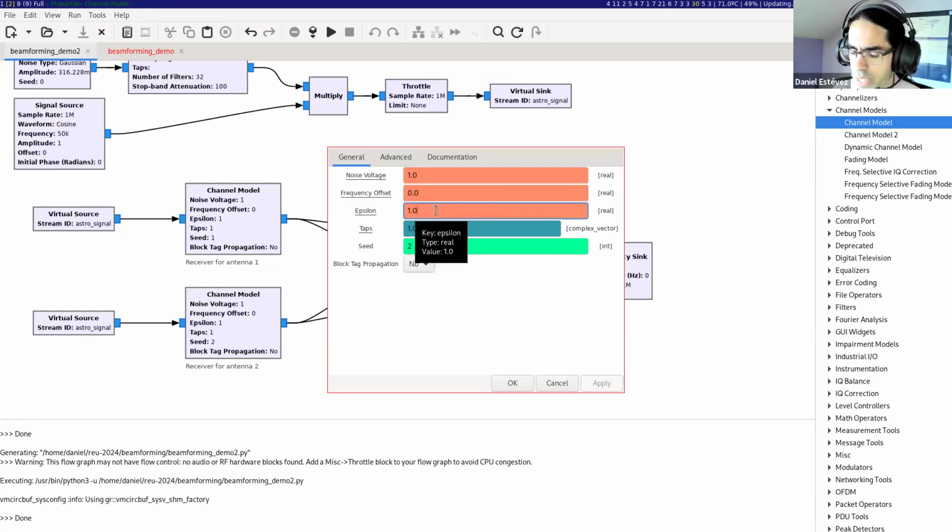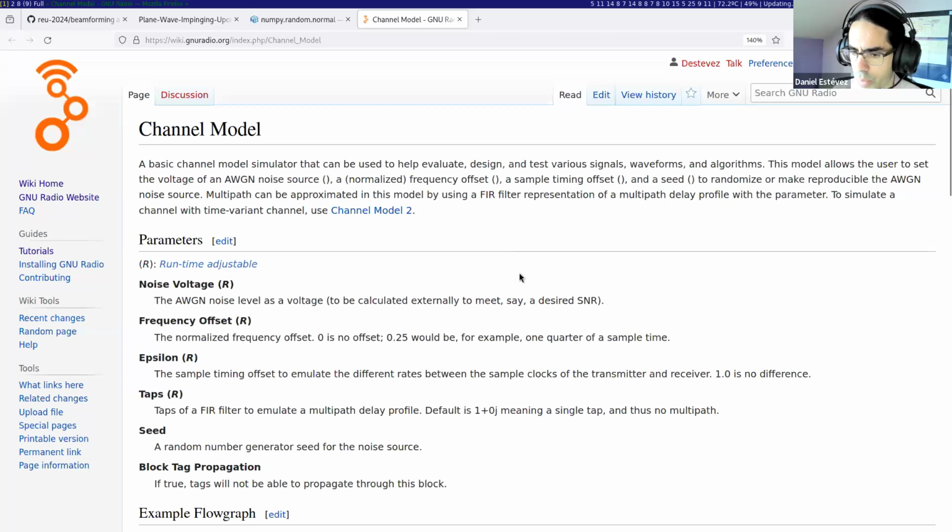Then there is this epsilon. Let me see what the documentation says. Sample timing offset to emulate the different rates between the sample clocks of the transmitter and receiver. 1.0 is no difference. So this is usually used to mimic what happens when I have a transmitter and receiver, and the clocks which are generating the sample rate on the transmitter and receiver are not going to tick exactly at the same rate, so I will get some sampling rate difference.